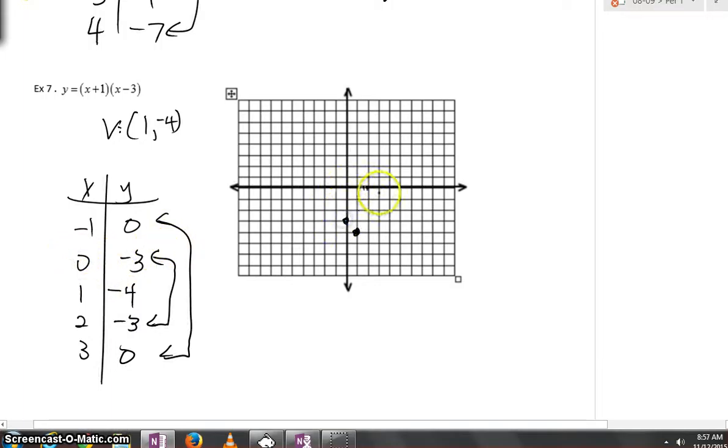That's right here. We're at 2, -3. We're at -1, 0. Or we're at 3, 0. And guys, right there you have a real nice parabola graph. So regardless of the form that you have, regardless of what your original equation looks like, we always do the same basic steps, and then we're good to go. Any questions? All right.